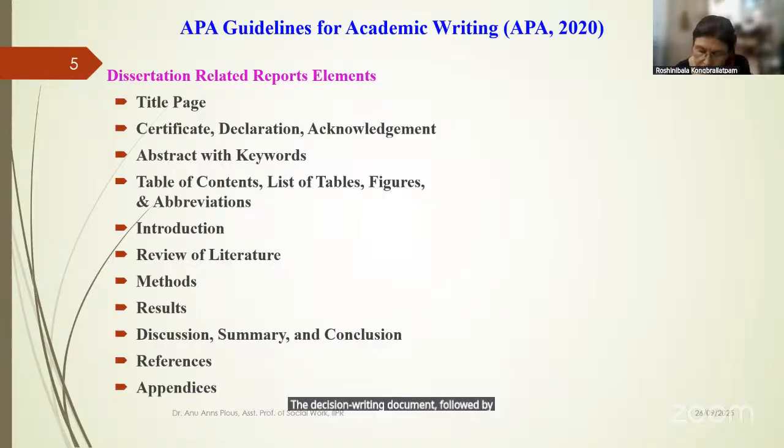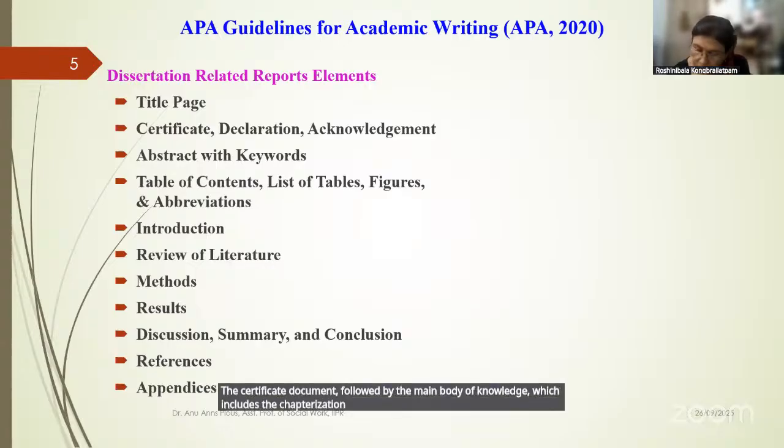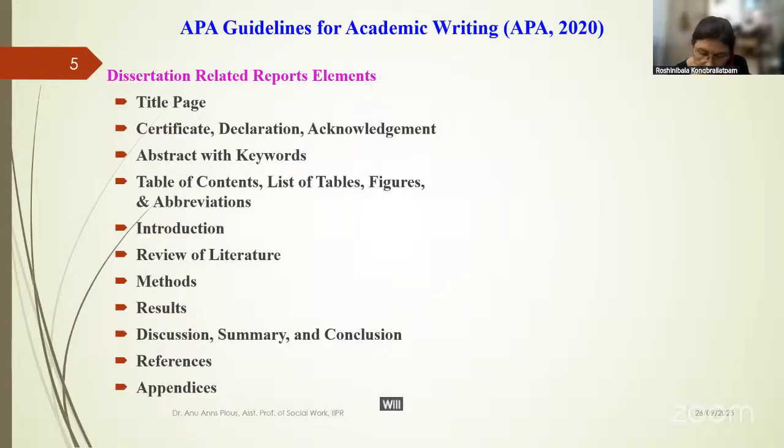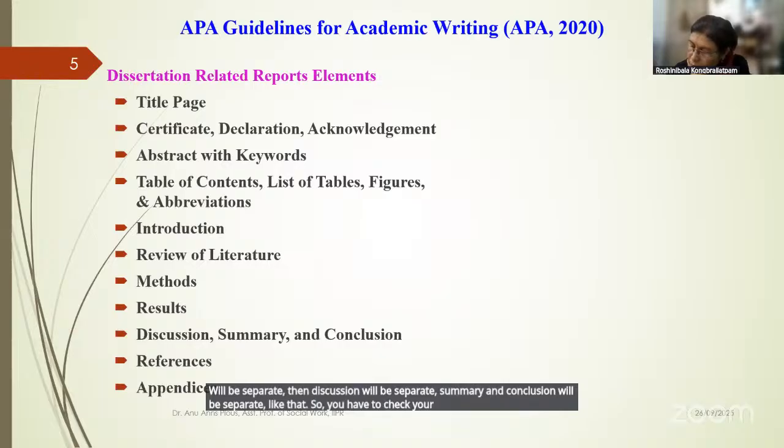by the main body of knowledge, which includes the chapterization, starting with the introduction, then followed by review of literature, methods, results, discussion, summary, and conclusion. Normally, universities will have 5 or 6 chapters with these contents. Sometimes results and discussion will be together in some universities, and summary and conclusion will be separate. Sometimes results will be separate, then discussion separate, summary and conclusion separate, like that. So you have to check your university requirements and write your chapterization.